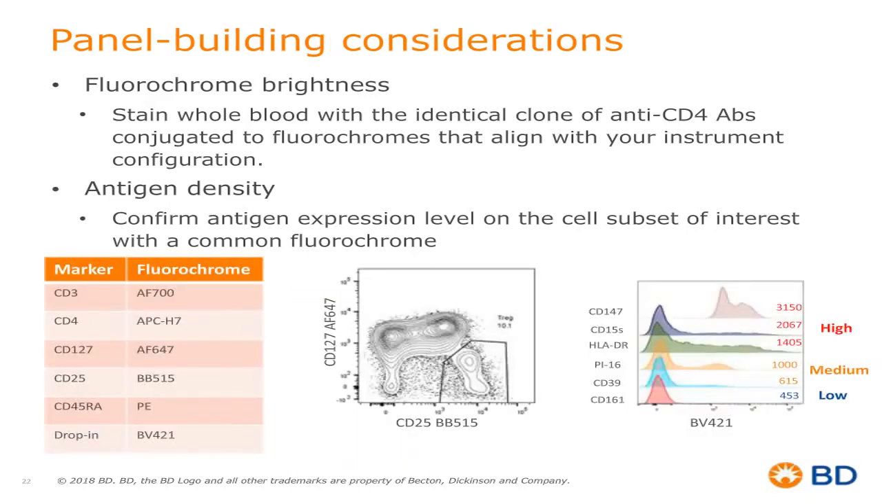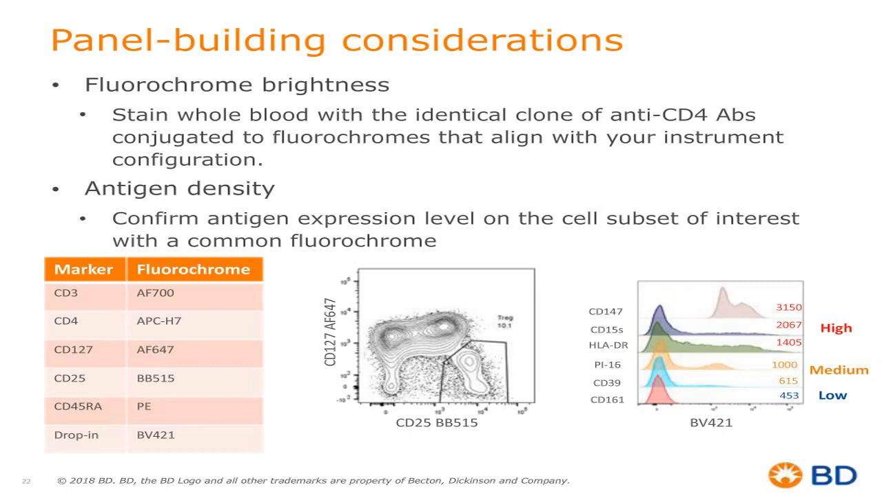But what we can see is if I gate on my T regulatory cells and then I look at the expression level of CD147, it would be considered a high expression level antigen, as well as CD15s. HLA-DR is more of a continuum, and PI16 would be maybe medium expression, and CD39 and CD161 is getting down to be kind of a lower expression.